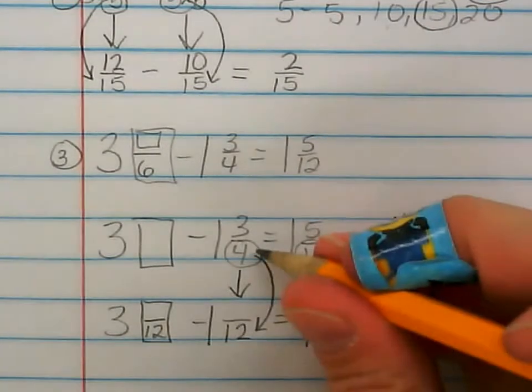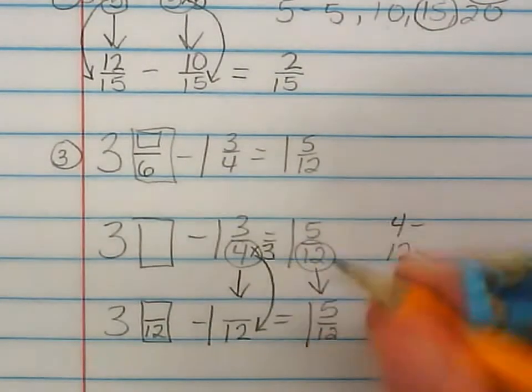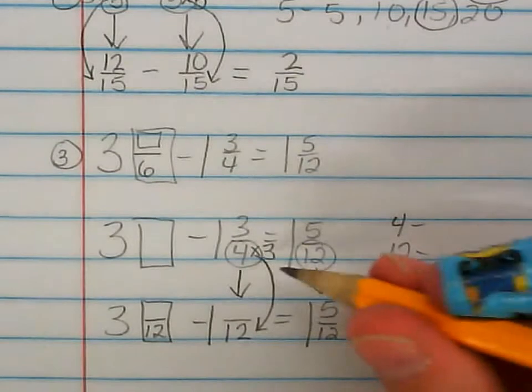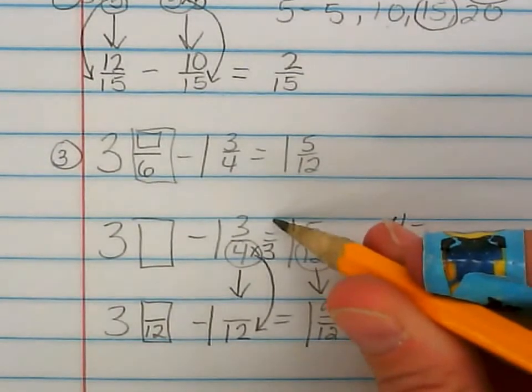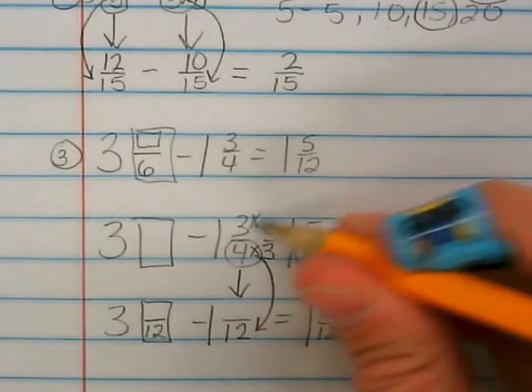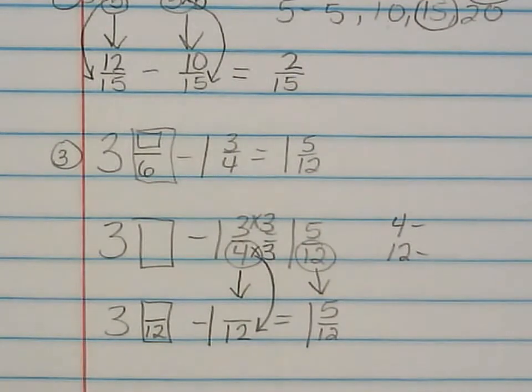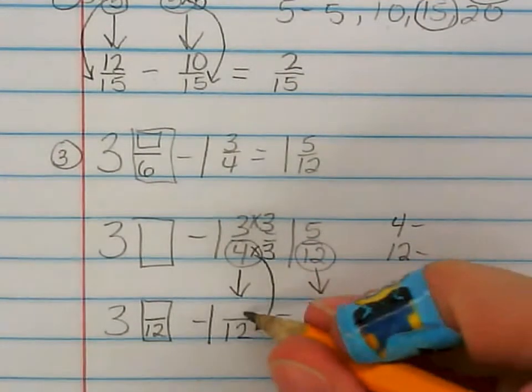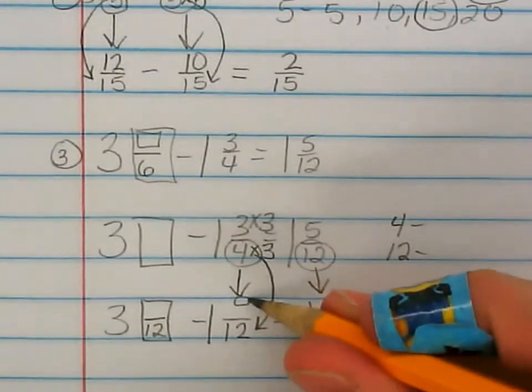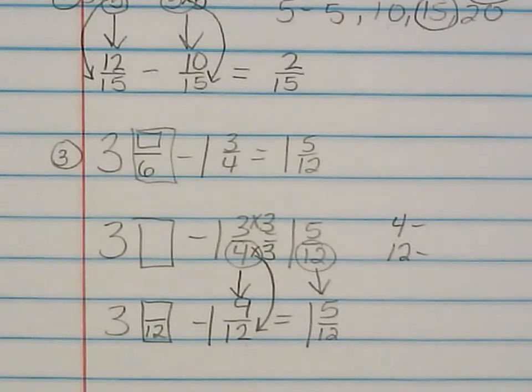I multiplied by 3. 4 times 3 is 12. What I do to the bottom, I must also do to the top. 3 times 3, so this numerator needs to equal 9. Now a great strategy that I could use is I could rewrite this as addition, and that would help me to find that missing number.